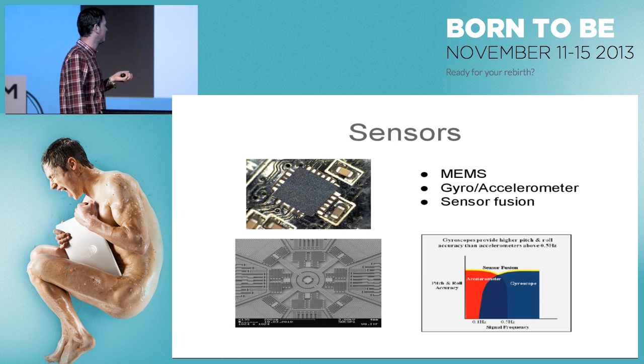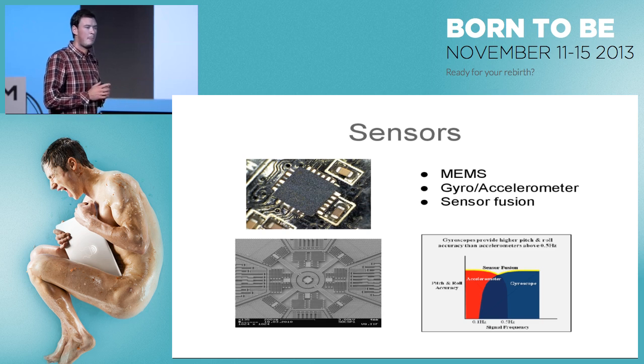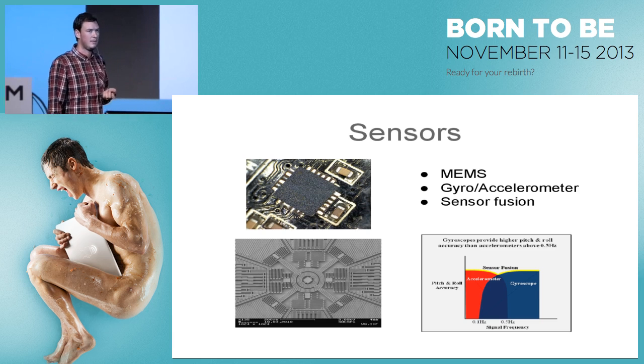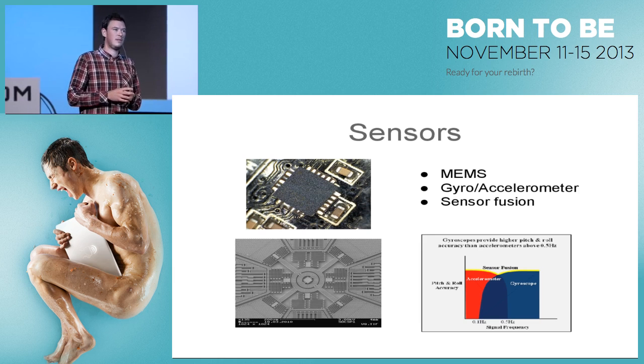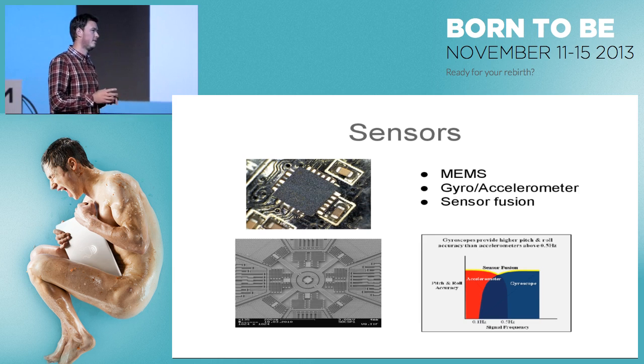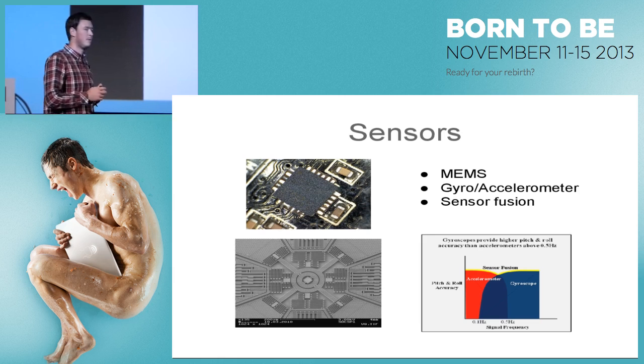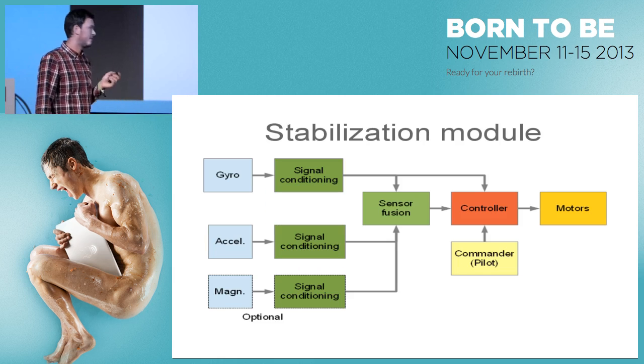The accelerometer is good at low frequencies, while the gyroscope is better at higher frequencies. So by using these two together with a sensor fusion filter, you can get the best of both. There are a lot of different sensor fusion filters. The normal ones used in quadcopters are the Kalman filter and complementary filters, but we won't speak about that right now.